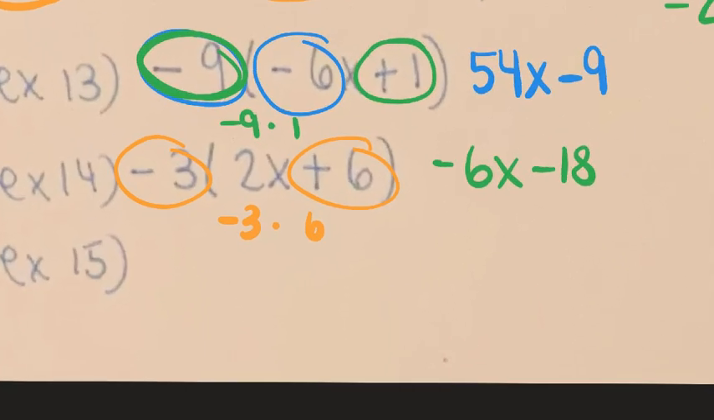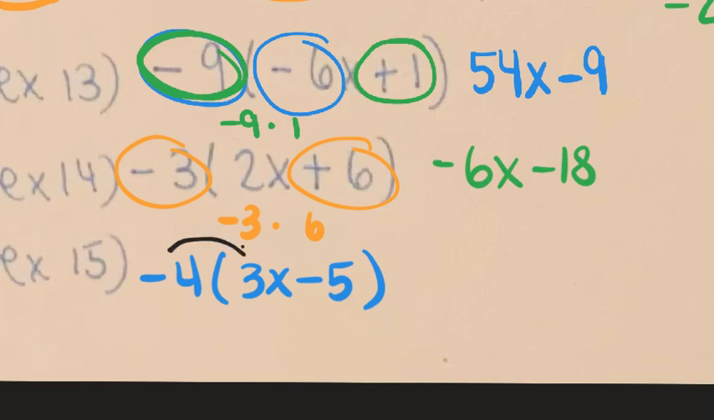All right, you try example 15. I'm going to put negative 4 on the outside. I'm going to put positive 3x and a negative 5 inside. All right, so we've got a negative 4 times a positive 3 and a negative 4 times a negative 5. So my final answer is negative 12x plus 20.